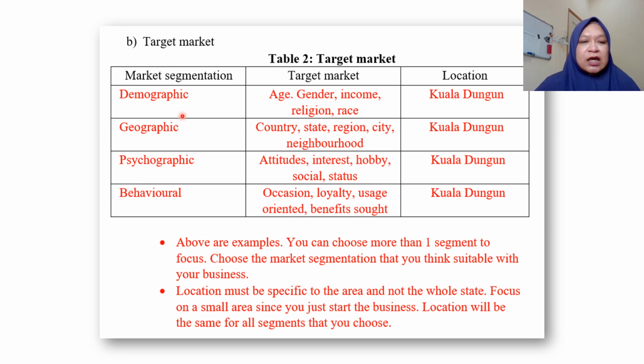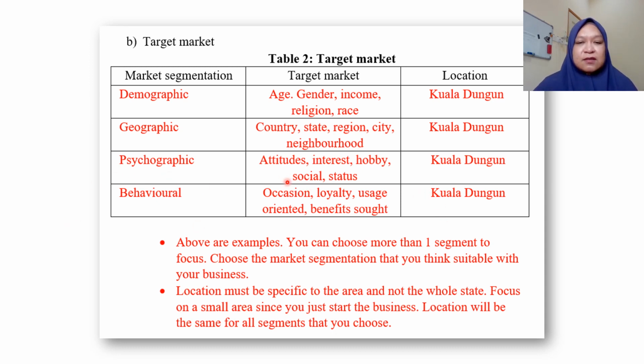Next, you can also segment the market according to geographic. Maybe according to country, state, region, city, and also neighborhood. So you write down, for example, the location is Kuala Lumpur. The location must be the same.